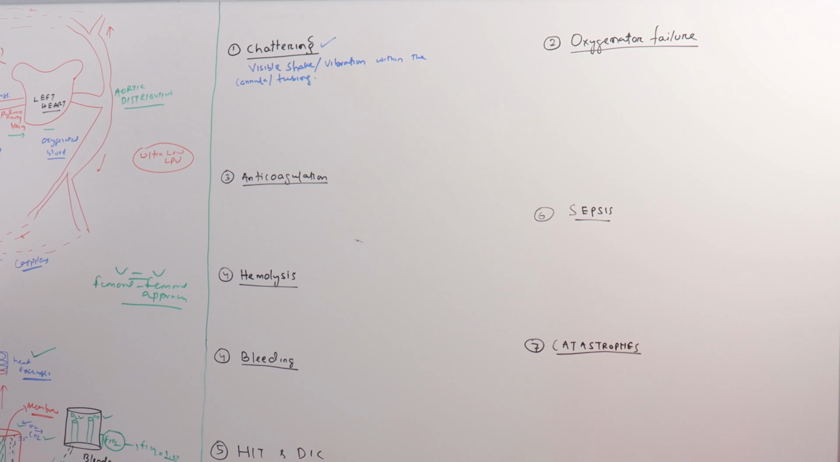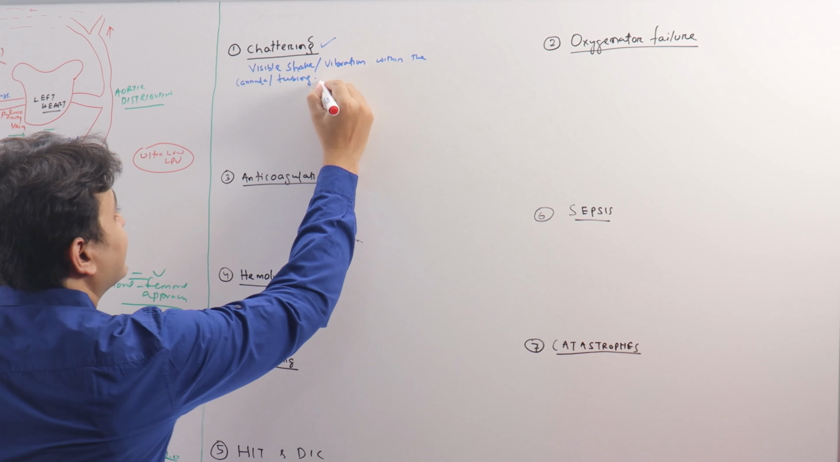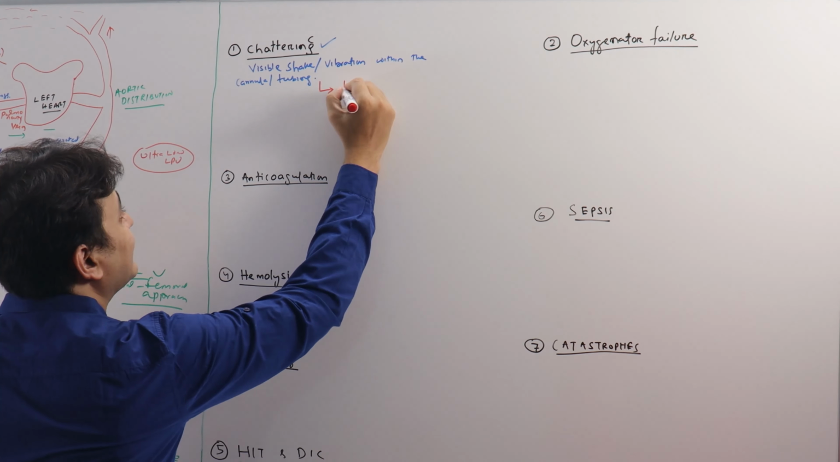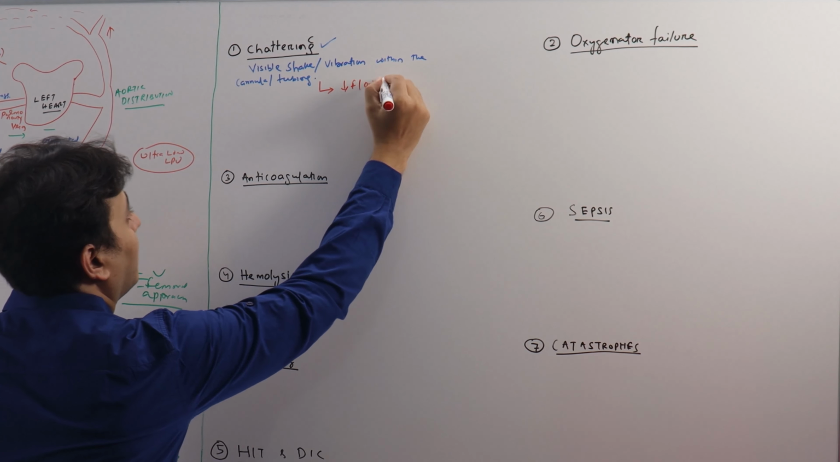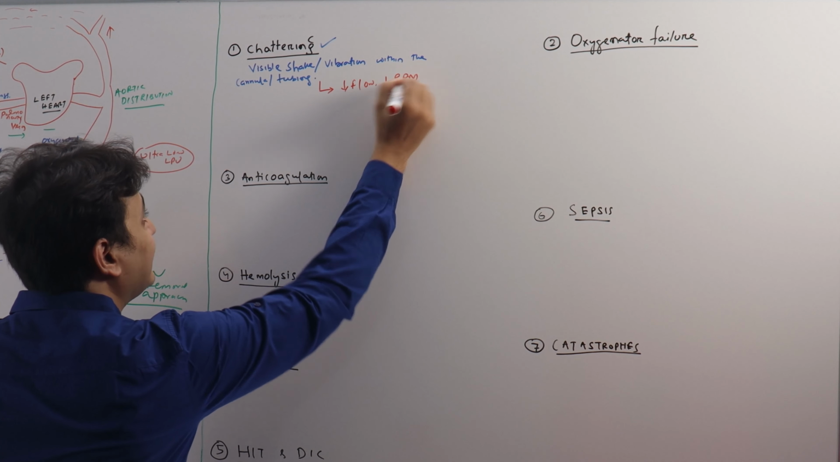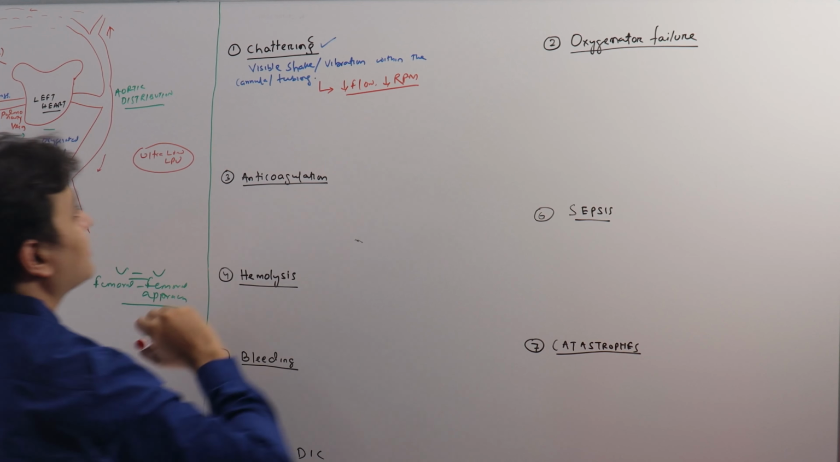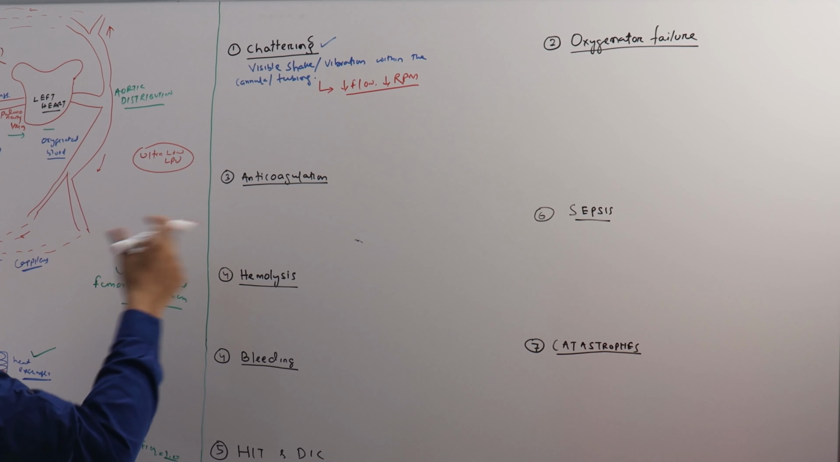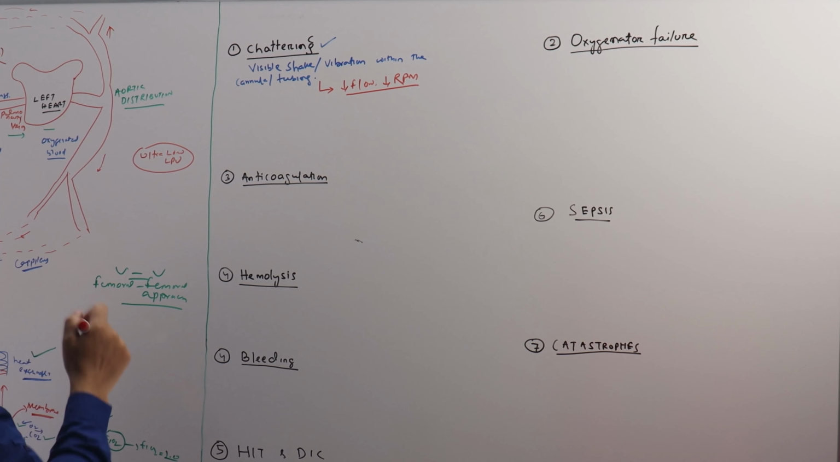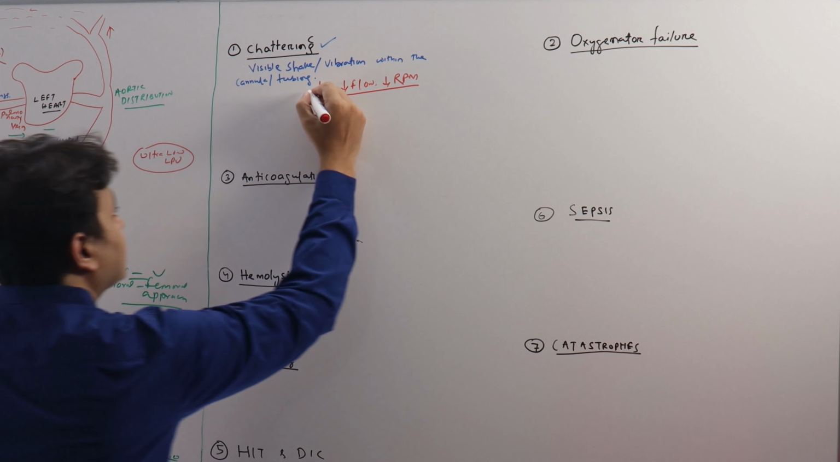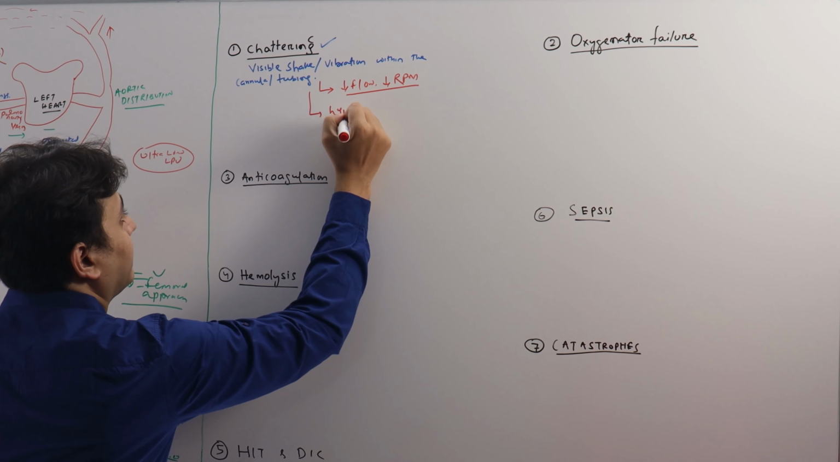So how to deal with it? This is very simple. If you have set the flow very high, we can decrease the flow by decreasing the revolutions per minute. This will in turn create less negative pressure and the shake or chatter or vibration will reduce. However, in most situations, the problem is hypovolemia.